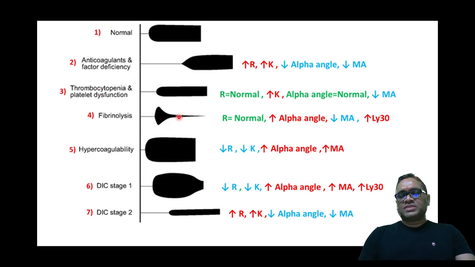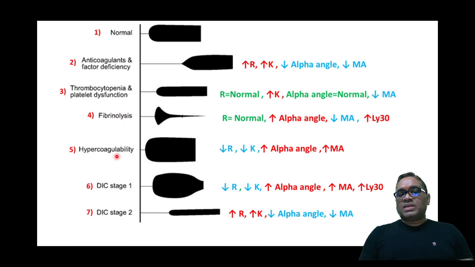Now you can see this graph. In this graph, can you see lysis 30 has been so prolonged, right? Lysis 30 has been increased. So whenever you find lysis 30 has been increased, you have to suspect hyperfibrinolysis, which you will be seeing in a hypercoagulable condition like DIC, right?